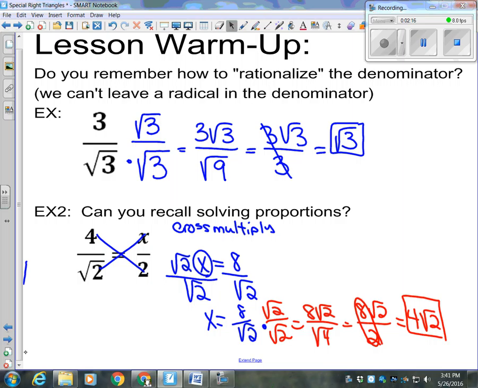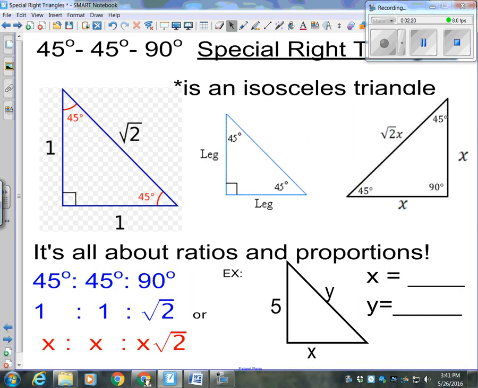And the reason I've tried to warm up with that is because you may run into some problems where this occurs. All right, let's talk about special right triangles, and let's jump right into 45, 45, 90. The first thing I want to remember is if you have a 45-degree angle and you have another 45-degree angle, what happens is you have two equal angles.